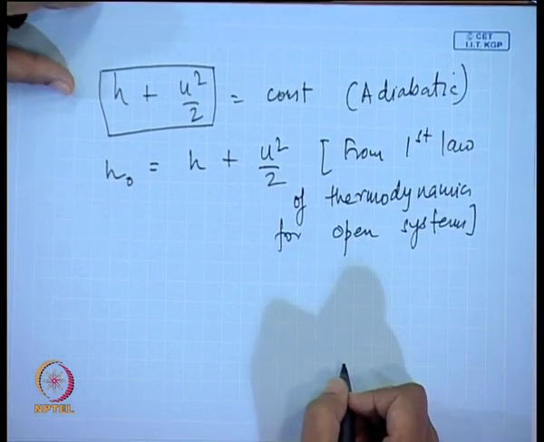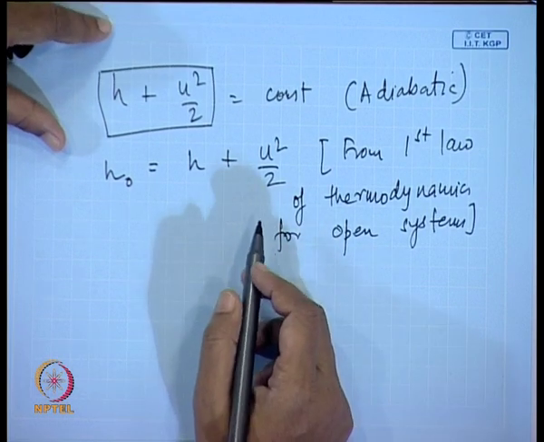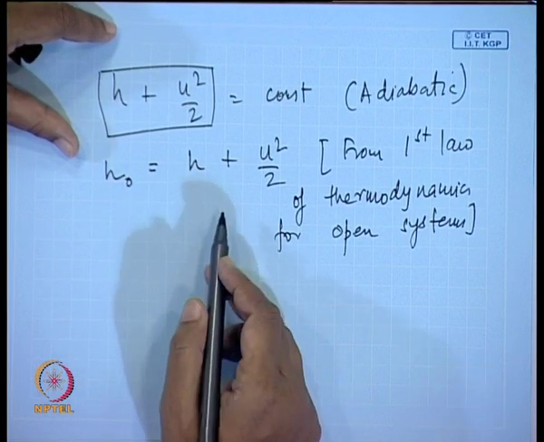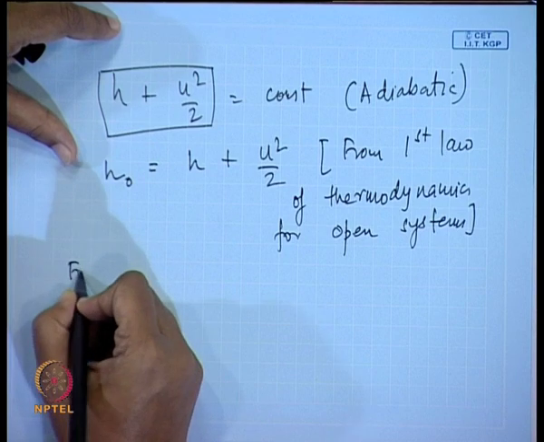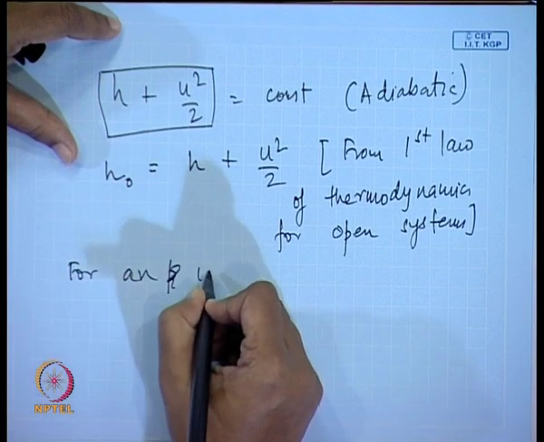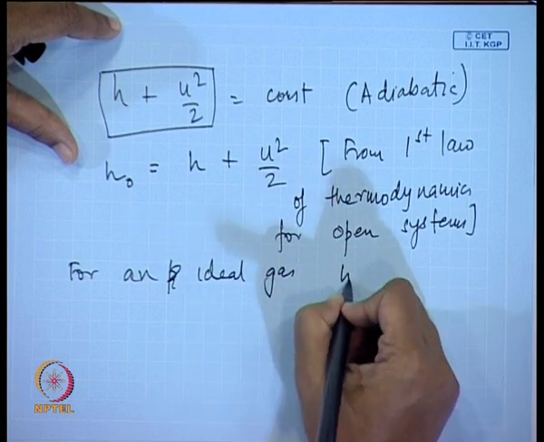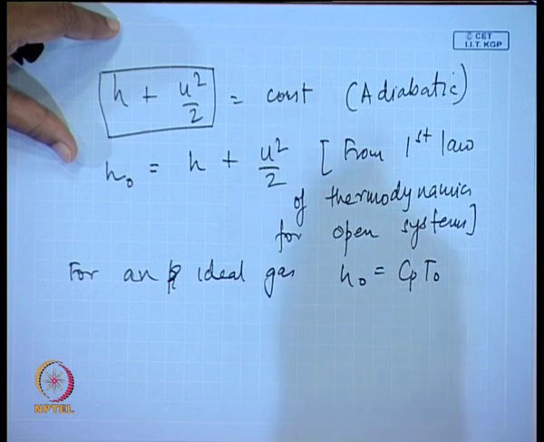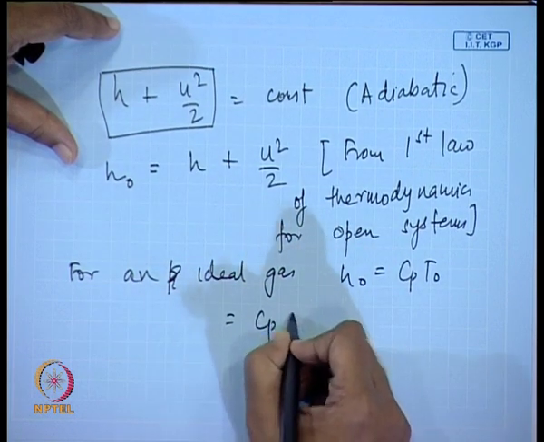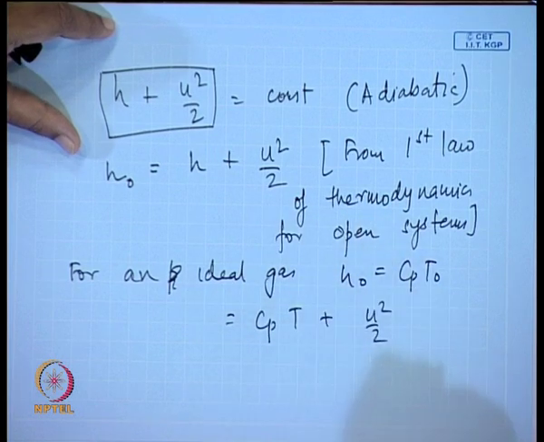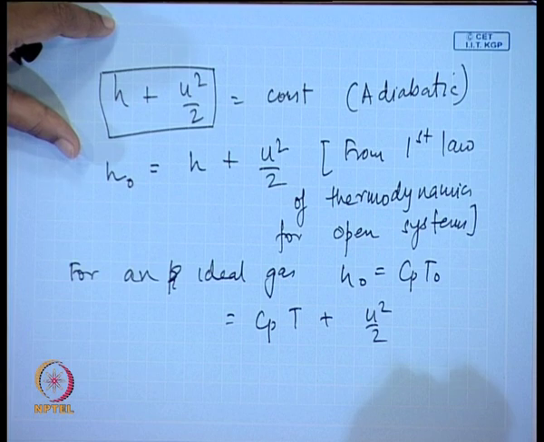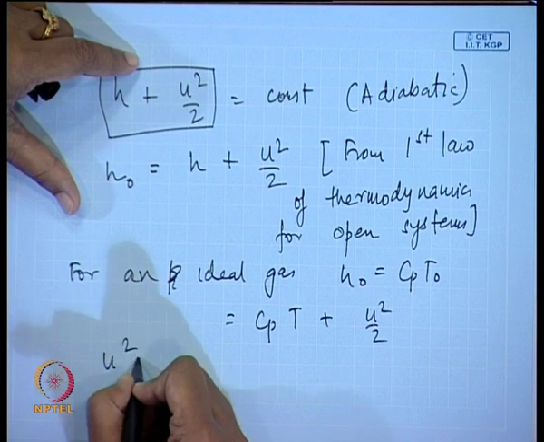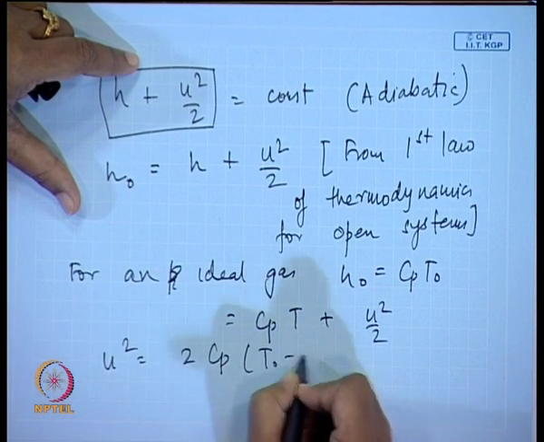thermodynamics, right. We have already deduced it. So, therefore, we get H0 equals H plus U square by 2. Now, for a perfect gas or for an ideal gas I should say, H0 equals Cp T0, isn't it? Okay, T0 is the stagnation temperature, this will be equal to Cp T plus U square by 2. You agree with me? Okay. Or in other words, we can write down U square equals 2 Cp (T0 minus T).